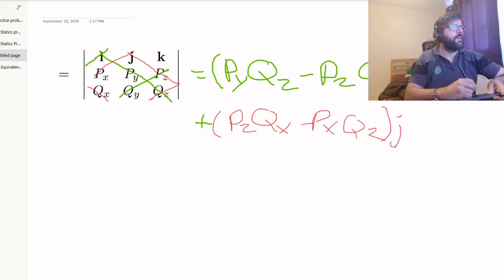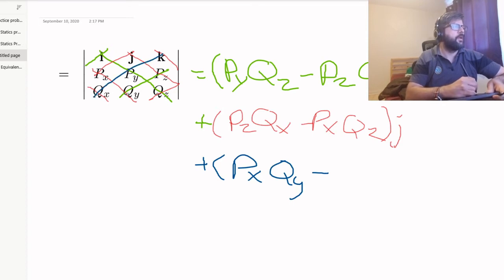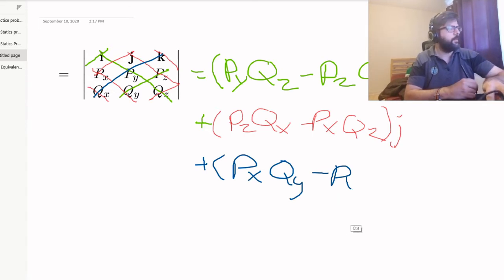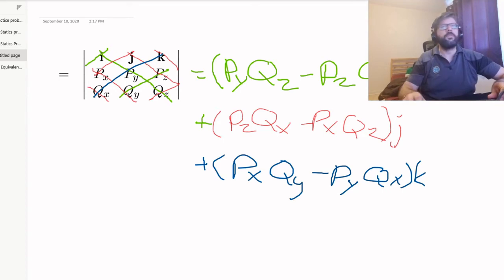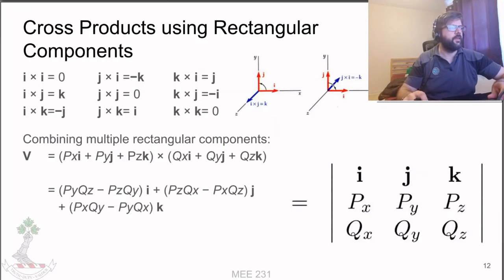And then same deal for k, forward, hit the edge, go to the other side. Let's make that one blue. Plus P x Q y minus P y, sorry, that one looks a bit more like an R, P y Q x k, which is, not too surprisingly, just what we worked out here.